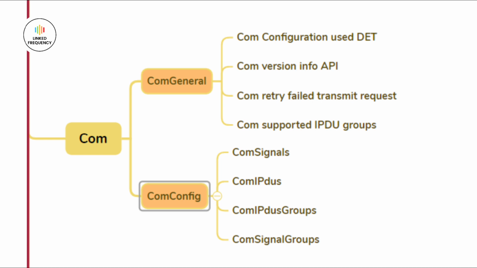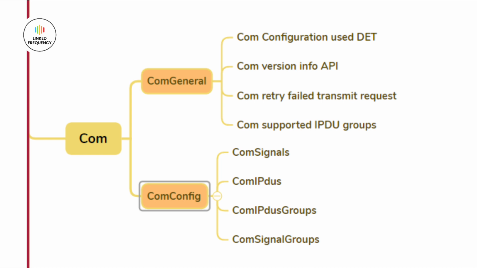The COM module has two main containers, that is COM General and COM Config. Let's try to understand both of them. COM General has some important parameters, that is ComConfigurationUseDet. It is basically a Boolean value. If this is set to on state, then any error shall lead to the call of the API function, that is Det_ReportError. The next one is ComVersionInfoApi. It is a Boolean parameter which is used to activate or deactivate the version information of the API.